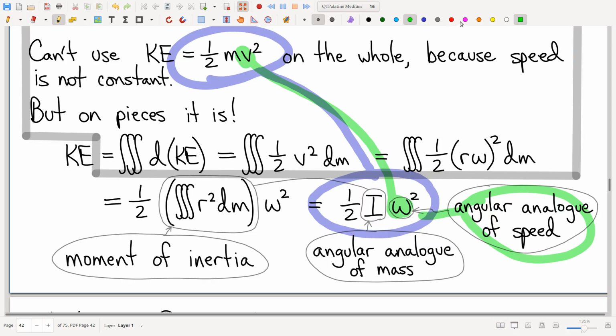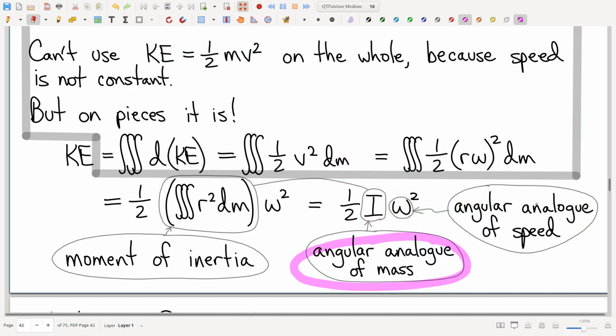And that kind of suggests, though, that a reasonable interpretation of I is that it's kind of an angular analog of mass. It's playing the role that mass played in this equation. Everybody kind of see what I'm talking about there? And again, we don't have time to do all the physics derivation. Cool though it is. So this is the takeaway. This is the way I'd like for y'all to think about moment of inertia.